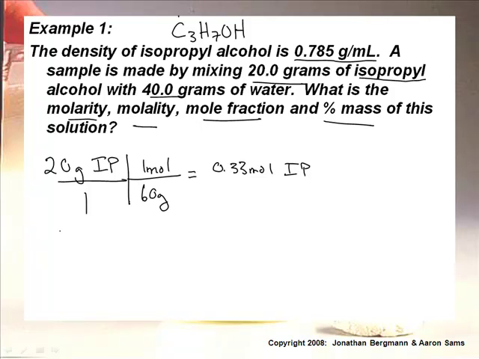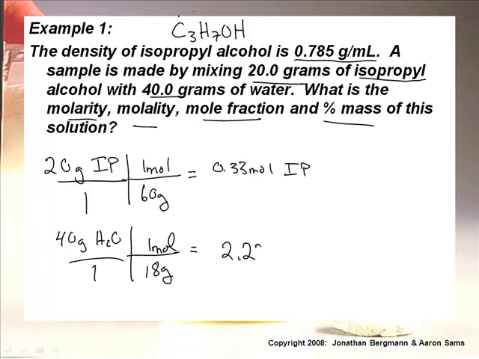And then we've got 40 grams of water. To convert that to moles, there are 18 grams in 1 mole. So that's 2.22 moles. Now that we have the moles, we can do quite a number of things. So I have 0.33 moles of IP. Let's do the mole fraction first, something that's sort of a new thing for you.